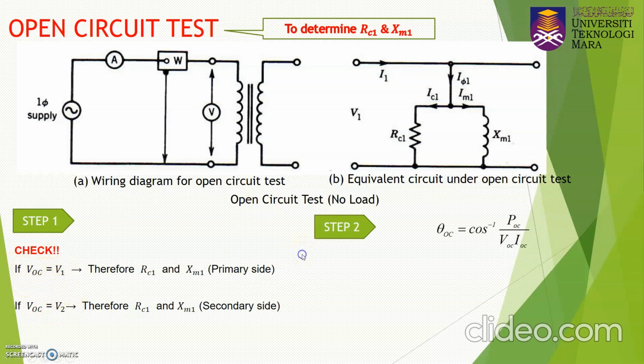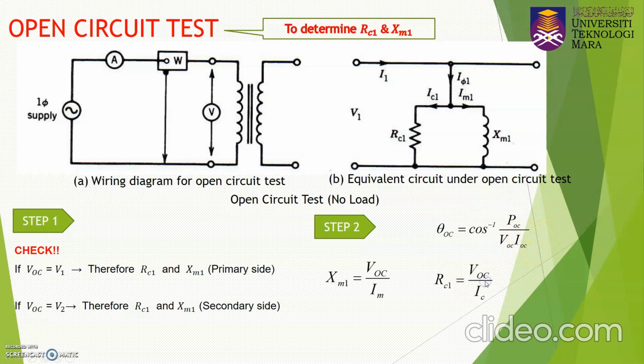Then next, step number 2, we need to calculate the value of theta. The theta open circuit will be equal to cos inverse of the open circuit power divided by the open circuit voltage multiplied by the open circuit current. This is based on the formula P equals IV cos theta.